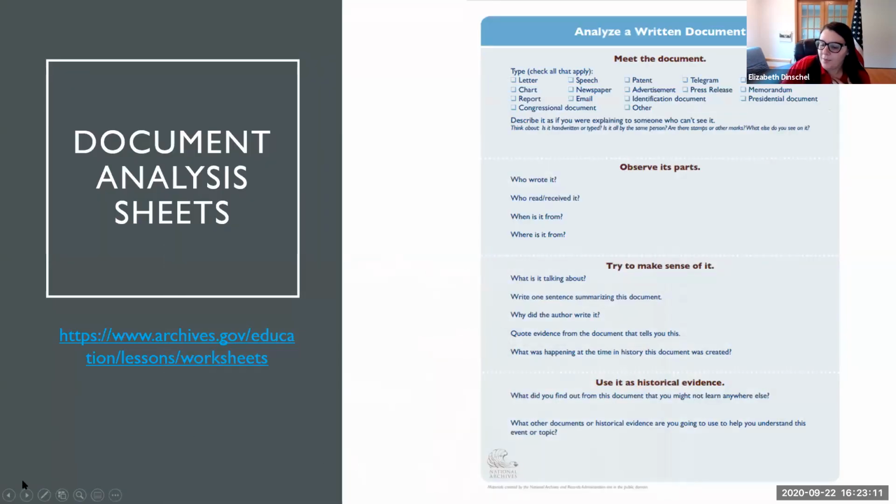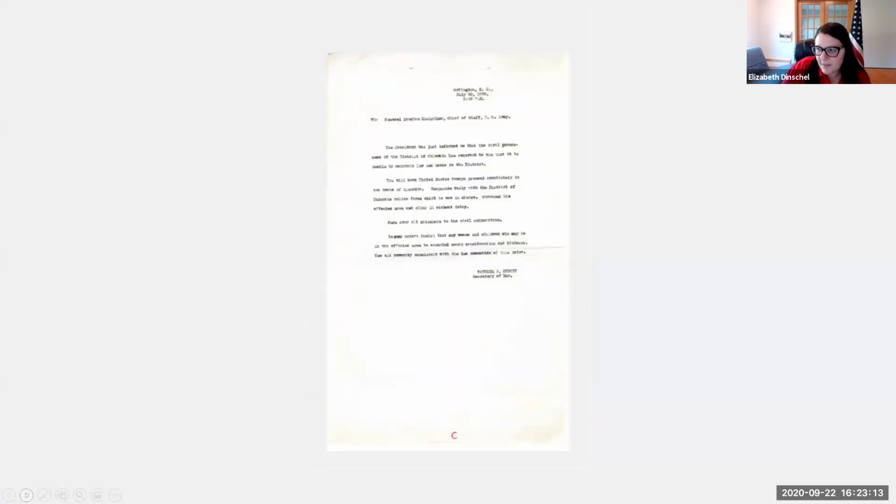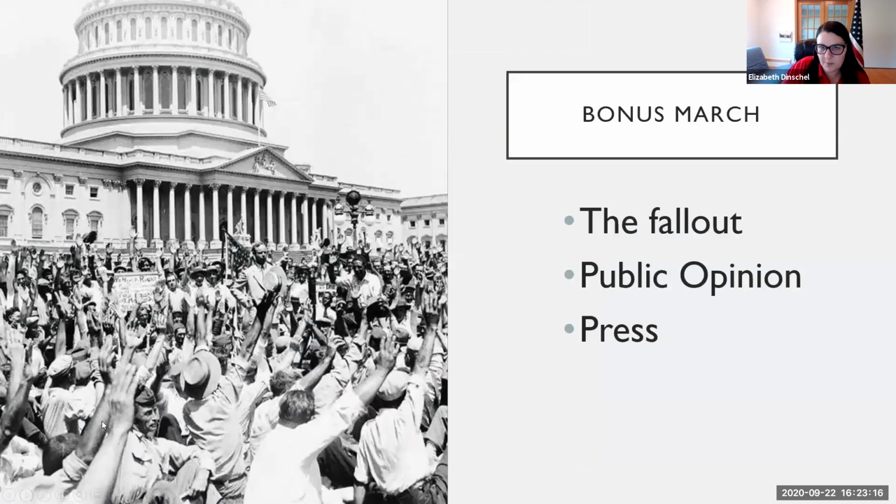So after this happens, one of the really important things that we can do with our students is to look at the fallout. After we've built this narrative, how did the public interpret the situation? FDR was famously quoted as saying this definitely won him the election. It was tried in the court of public opinion. It was on newsreels and newspapers all over the country. The press covered it in a variety of ways, just like we see how the press covers things now.